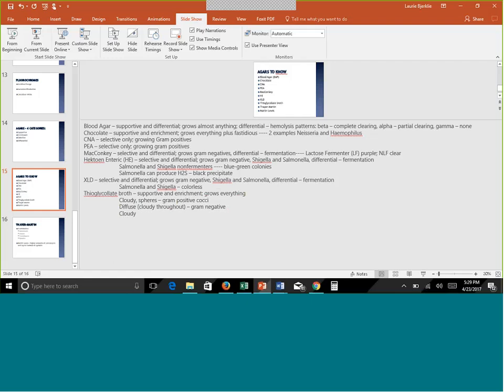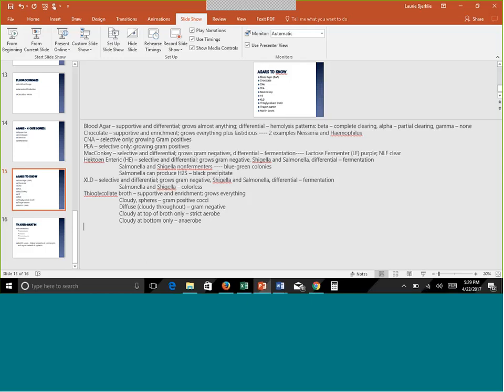If it is cloudy or turbid at the top of the broth only, that means you have a strict aerobe. That is an organism that has to have oxygen, so it's up at the top trying to get that oxygen. And then the opposite, if it was cloudy at the bottom only, that is an anaerobe. It is trying to get as far away from that oxygen as possible so it can grow. So keep in mind those different growth patterns that occur in the thioglycolate broth.